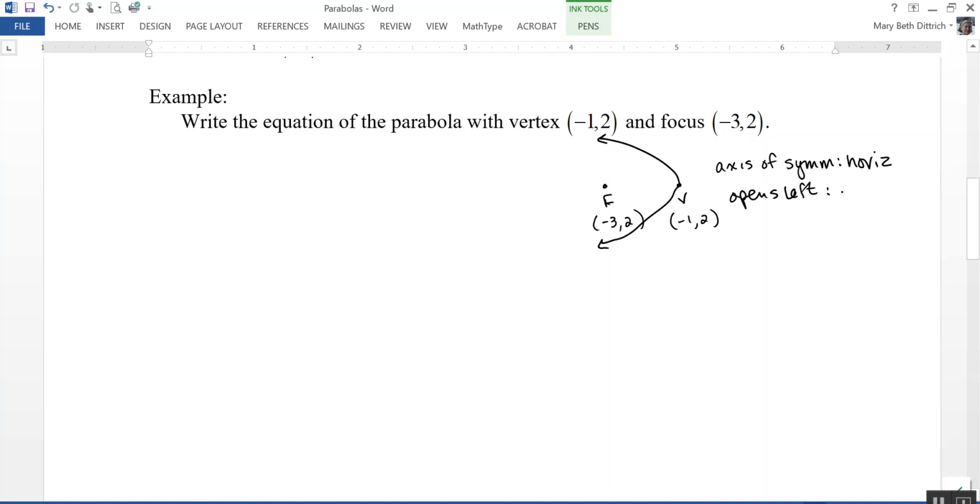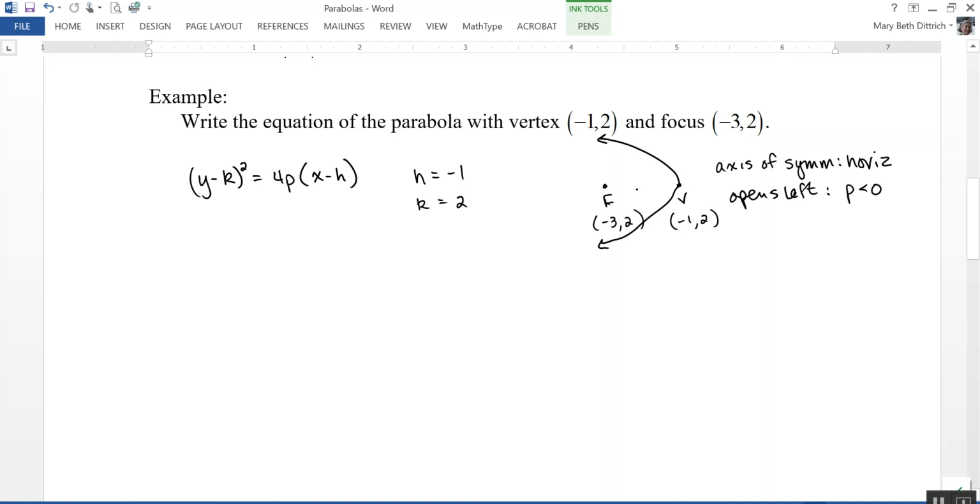So that means that my value of p is going to be negative, less than 0. So I'm going to use the basic equation, (y minus k) squared equals 4p times (x minus h). And I know that my h is equal to -1, and I know that my k is equal to 2. And so I can plug those in.